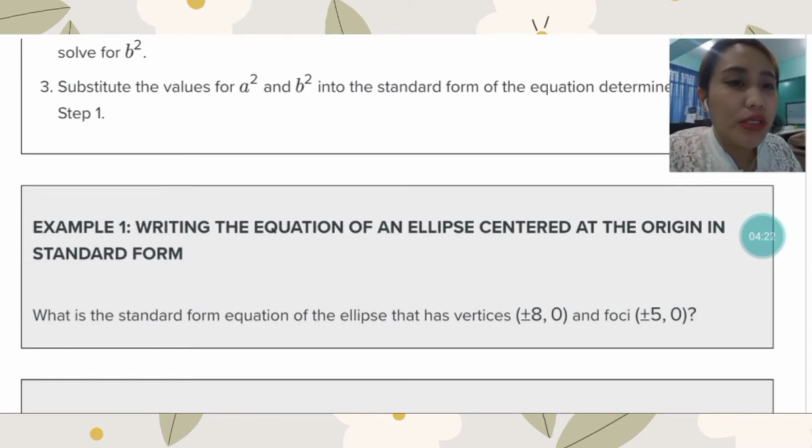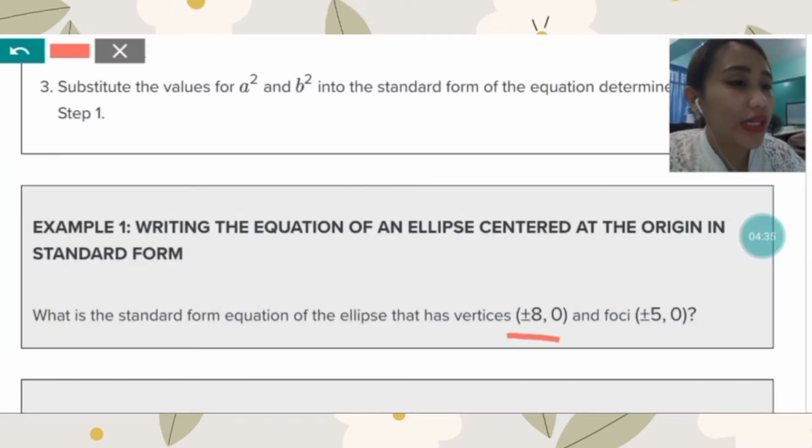Example number 1, writing the equation of an ellipse centered at the origin in standard form. The question is, what is the standard form equation of the ellipse that has vertices positive negative 8, 0 and foci positive negative 5, 0? Just taking a look at those given points, we can already identify what the orientation of our ellipse will be.